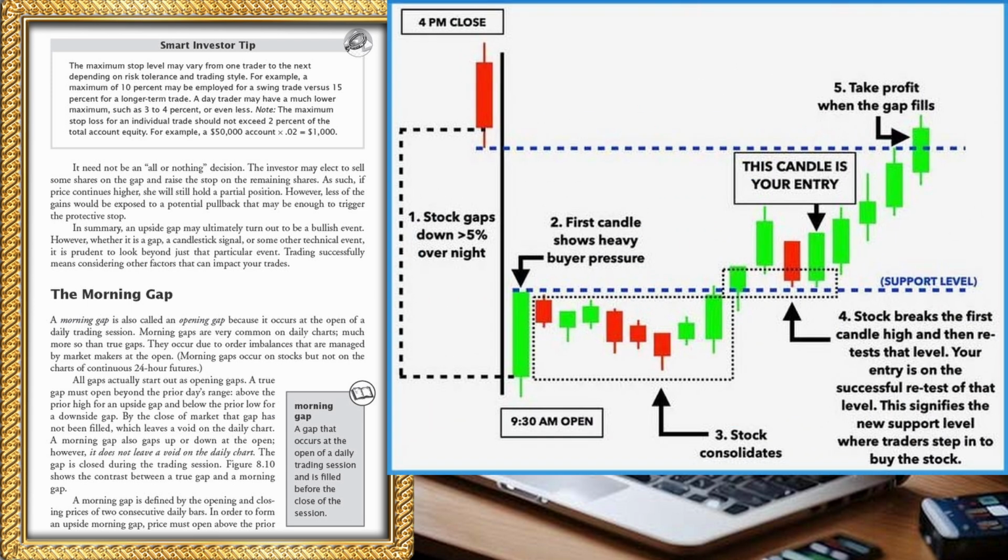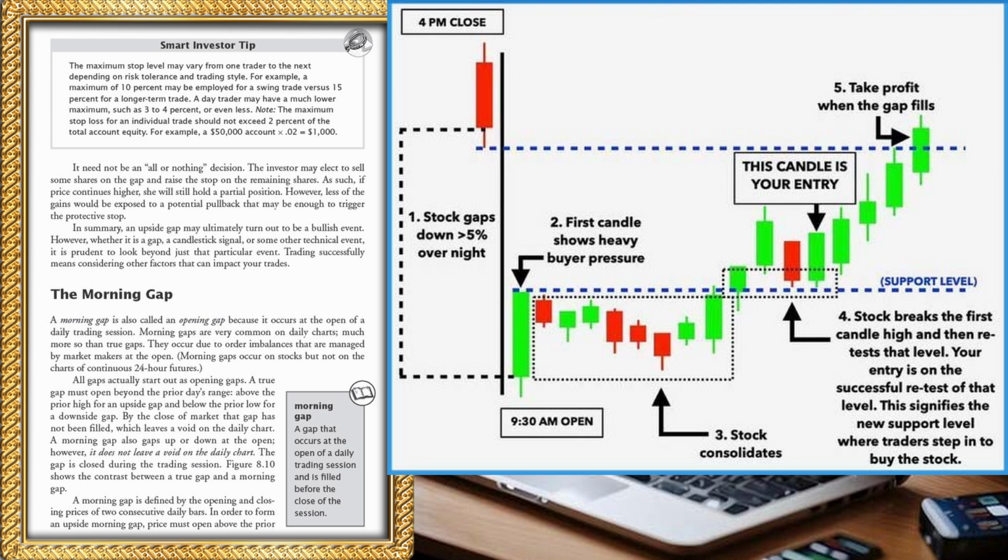The morning gap. A morning gap is also called an opening gap because it occurs at the open of a daily trading session. Morning gaps are very common on daily charts, much more so than true gaps. They occur due to order imbalances that are managed by market makers at the open. Morning gaps occur on stocks, but not on the charts of continuous 24-hour futures. All gaps actually start out as opening gaps.